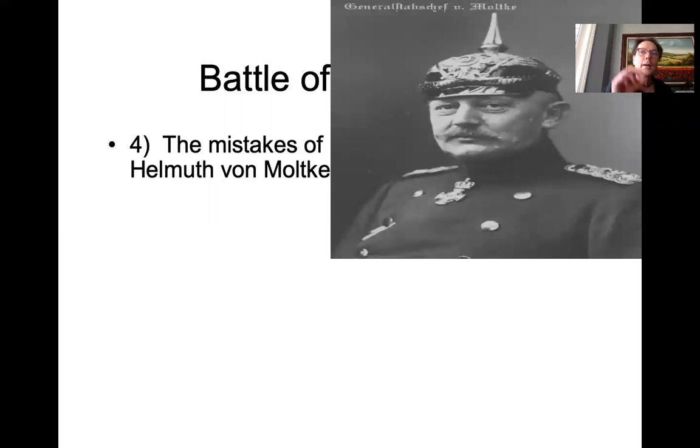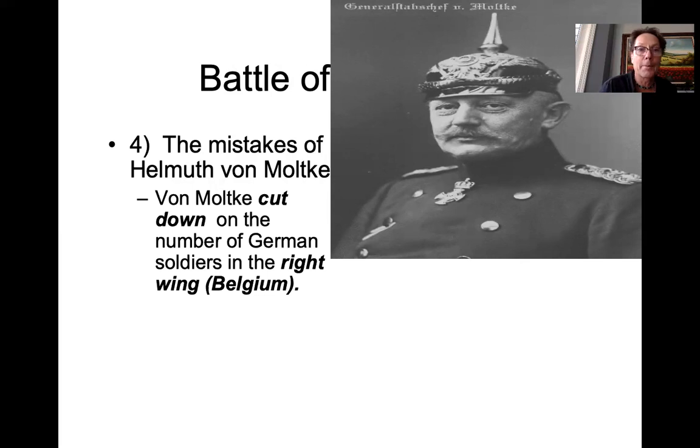But von Moltke made a couple of mistakes. And these mistakes will ultimately cost the Germans a chance to score that quick victory. And as a result, this war is going to drag on for, again, several more years. And the longer the war drags on, the higher the casualties are going to go up. So number 1, von Moltke made a couple of mistakes.